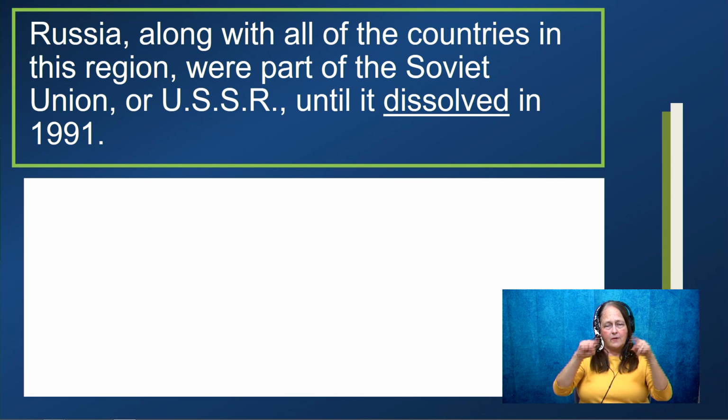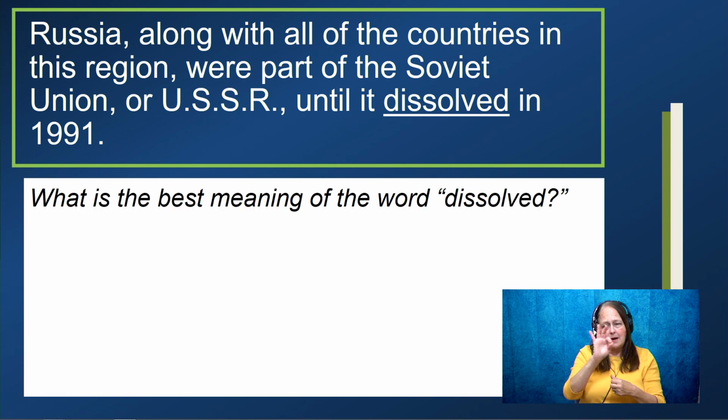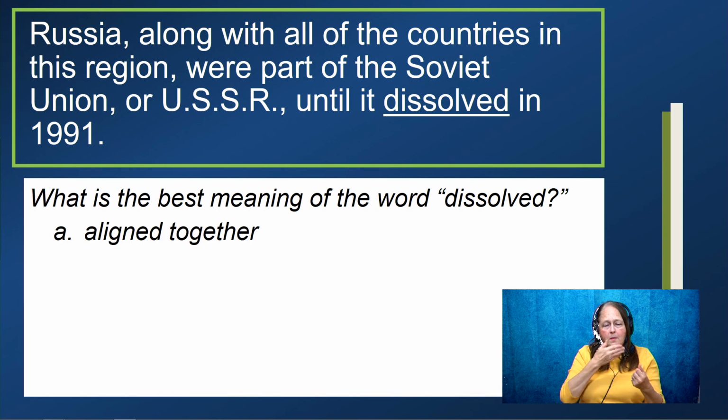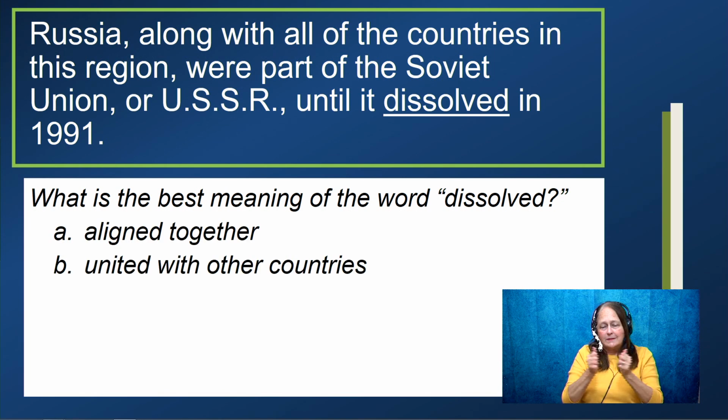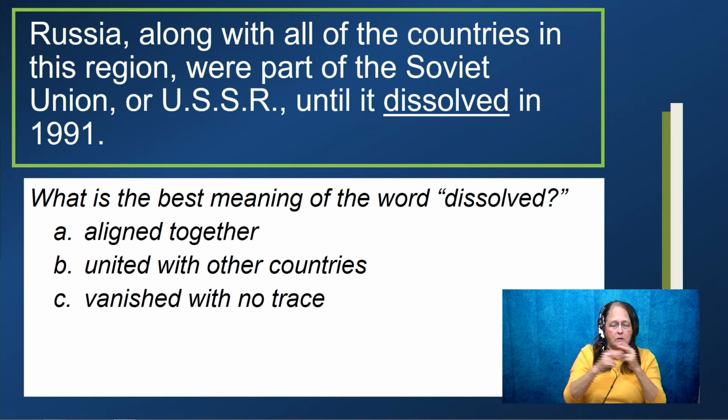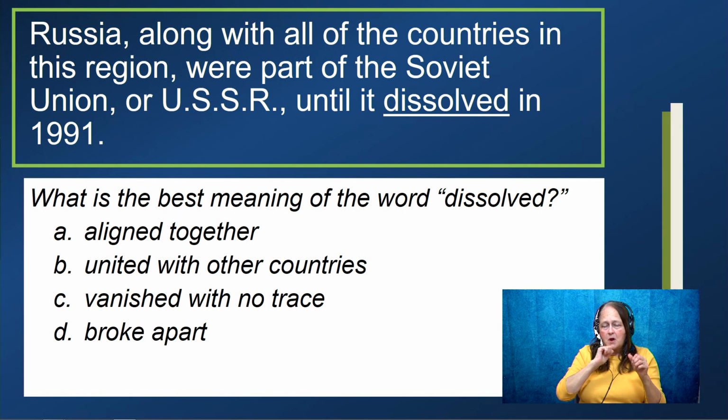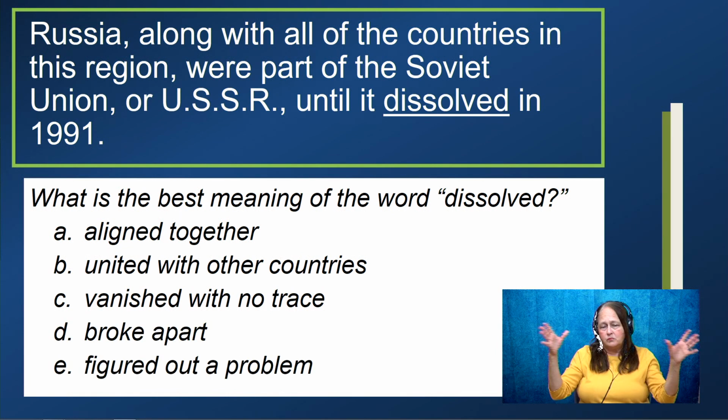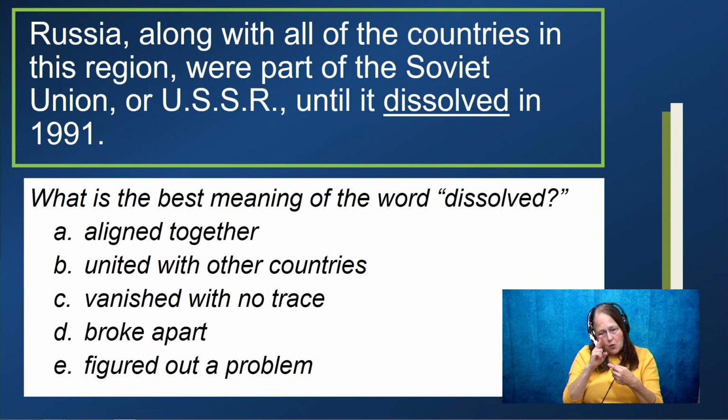Finally, Russia, along with all of the countries in this region, were part of the Soviet Union, or USSR, until it dissolved in 1991. What's the best meaning of the word dissolved used here? Does it mean aligned together or united with other countries? Does it mean vanished with no trace, broken apart, or figured out a problem? In this sense, we've got a couple of clues that tell us that this is past tense. They were part of something, but they're no longer. So the best answer is D.